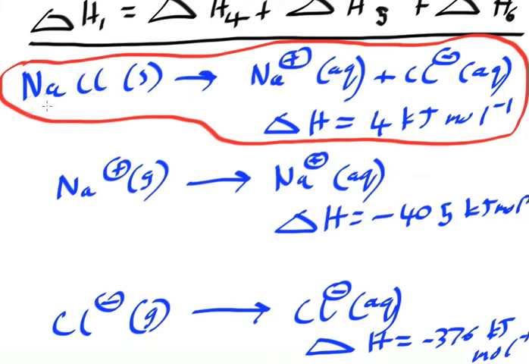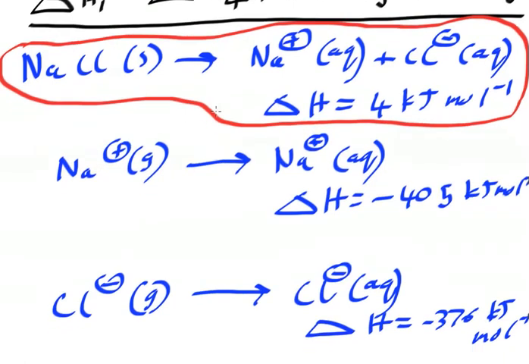So this says if I go from the NaCl solid to the Na+ aqueous and the Cl- aqueous, I need to put in this 4 kilojoules per mole of energy. So we're going to write this bit out below, and it's going to be the beginning of our circle.